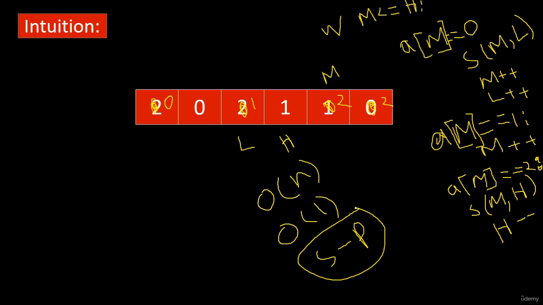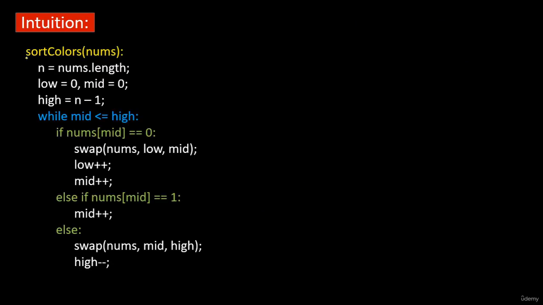Now let's see the pseudocode. This is the pseudocode for this problem. Sort colors, this function takes the given array as input. Here we're finding out the length of this array. Then here we're declaring the low and middle pointers, that point to the first element, the index is 0. Then the high pointer points to the last element, so n-1. While middle is less than or equal to high, we're going to apply this code.